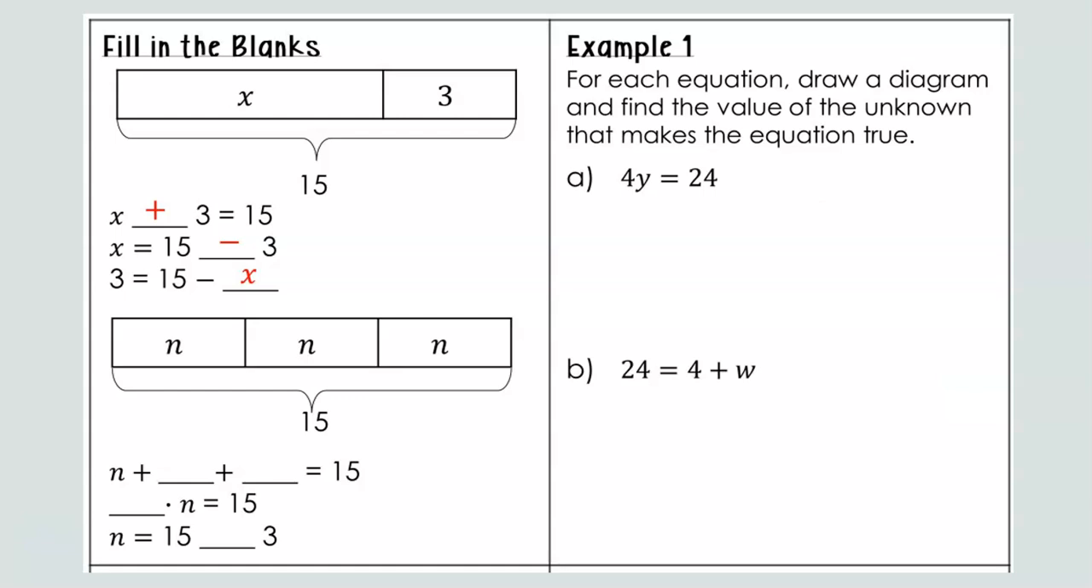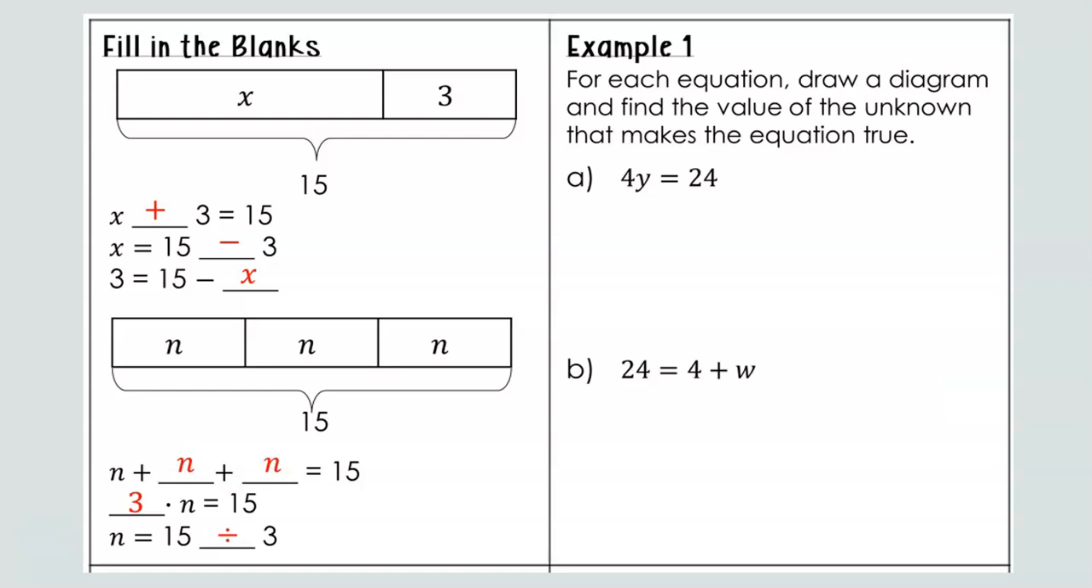The next diagram we have shows 3 n's equaling 15. We have, again, multiple ways we can write that, such as n plus n plus n, which is our repeated addition, which means the same thing as 3 times n. It also can be n equals 15 divided by 3, as division is the opposite operation of multiplication.